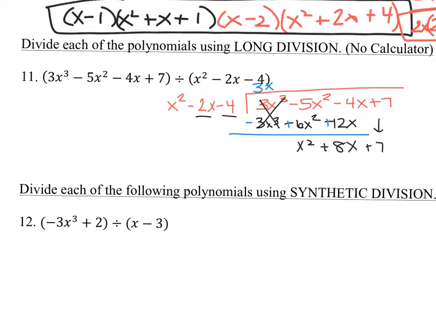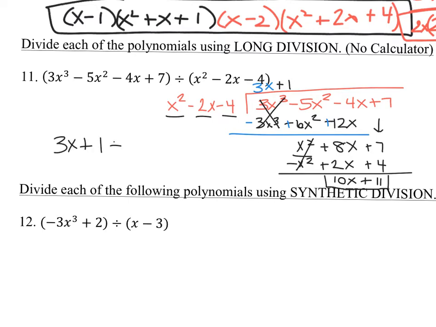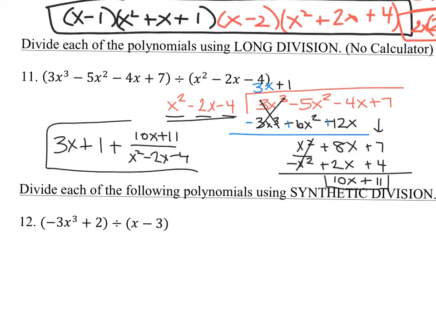So now do the exact same thing again. How many times is x squared going to x squared? 1, so plus 1. So now I'm going to multiply 1 to everything. X squared minus 2x minus 4. So now I'm going to change all my signs. So now I'm left with 10x plus 11. I can't divide anymore, which means that's my remainder. So my answer is 3x plus 1 plus the remainder all over what I divided by, x squared minus 2x minus 4. And I'm finished.